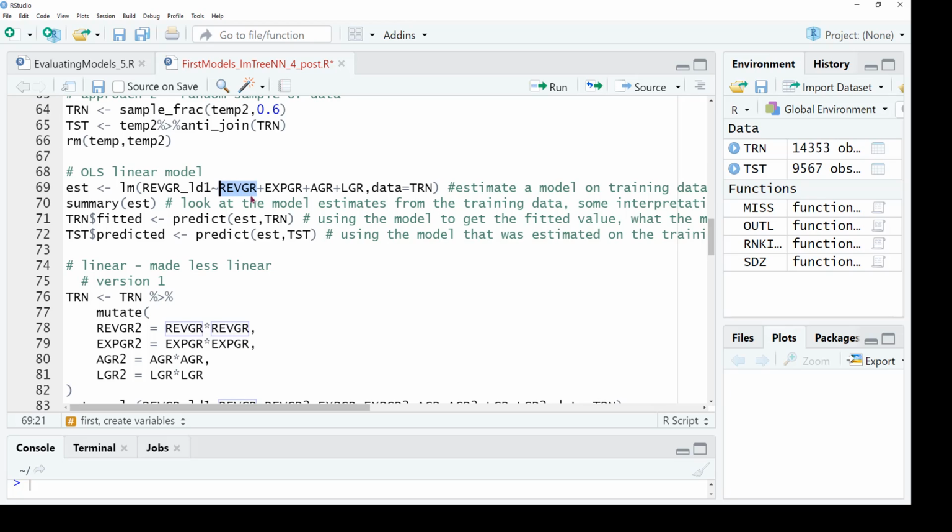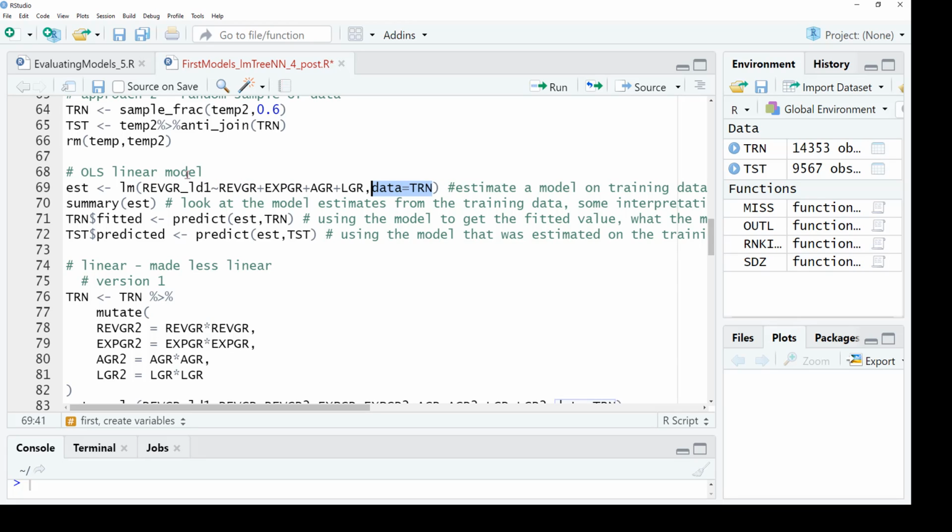So revenue growth is one of the columns, expense growth is another, asset growth and liability growth. Then after the comma, we need to tell it what data set it comes from. Here it's TRN, that's our training data. And it will estimate a linear regression model.